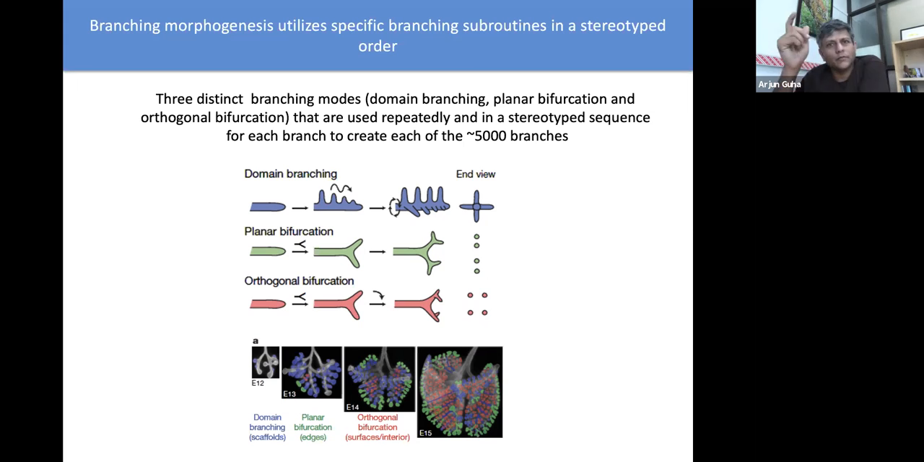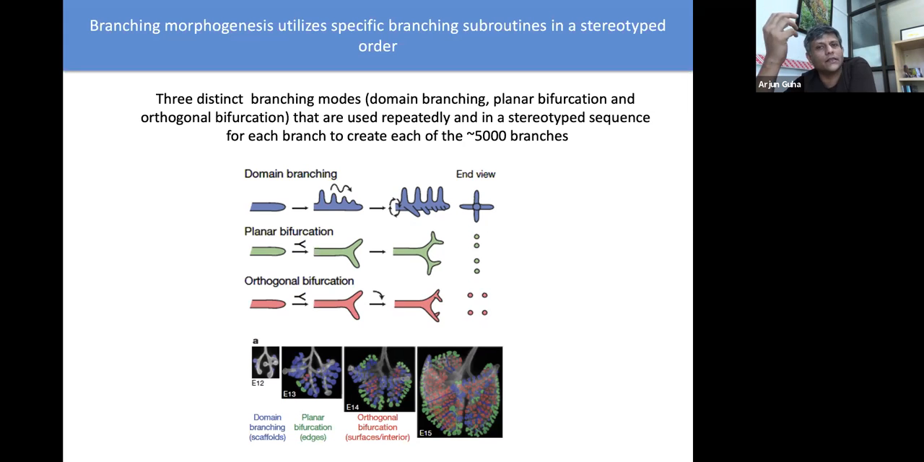Okay, so now let's come back to the question that we asked earlier, which is, okay, let's say that the branching in every one of us is more or less the same, but is it identical? I mean, is there any reason to suspect that one individual may have slightly different branches than another? And the answer to that question is yes.